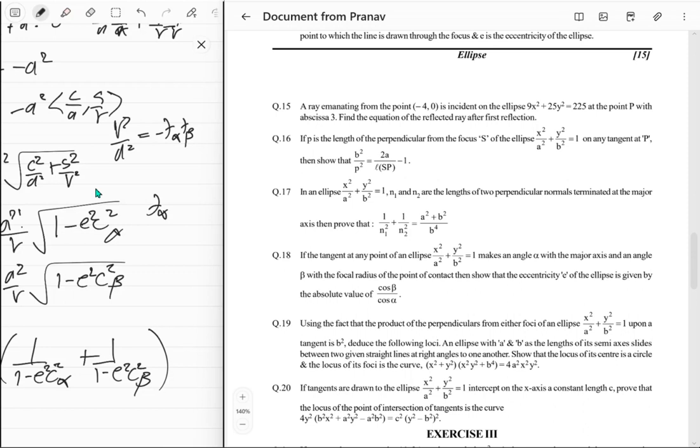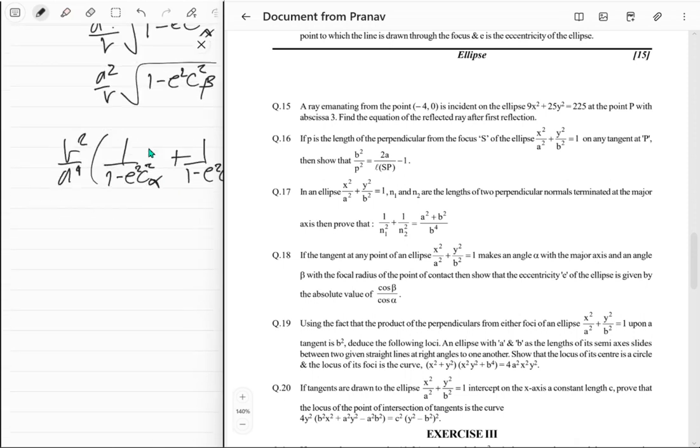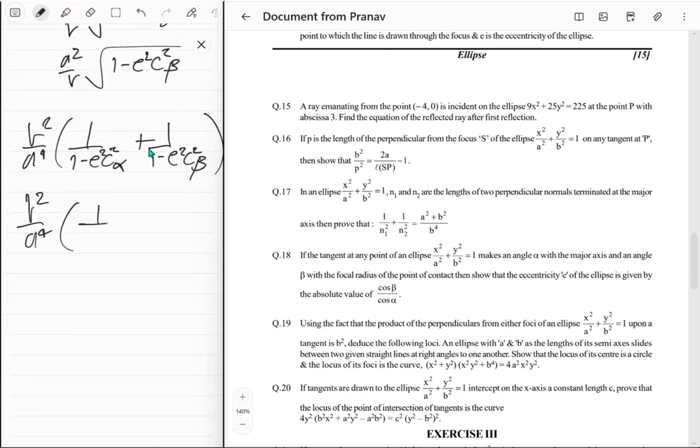Maybe we should first convert this to secant square alpha, because that can be written in terms of tan, right? Maybe. Let's see what that does. This gives 1 plus tan alpha square upon secant square, like 1 plus tan alpha square minus e square. So basically 1 minus e square plus tan alpha square, right? And then the same thing over here.